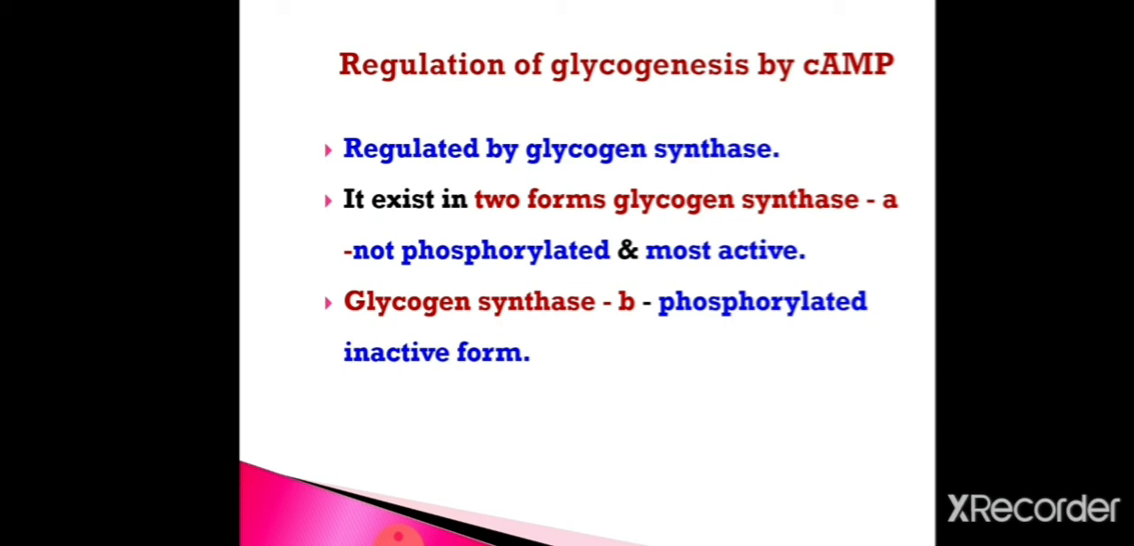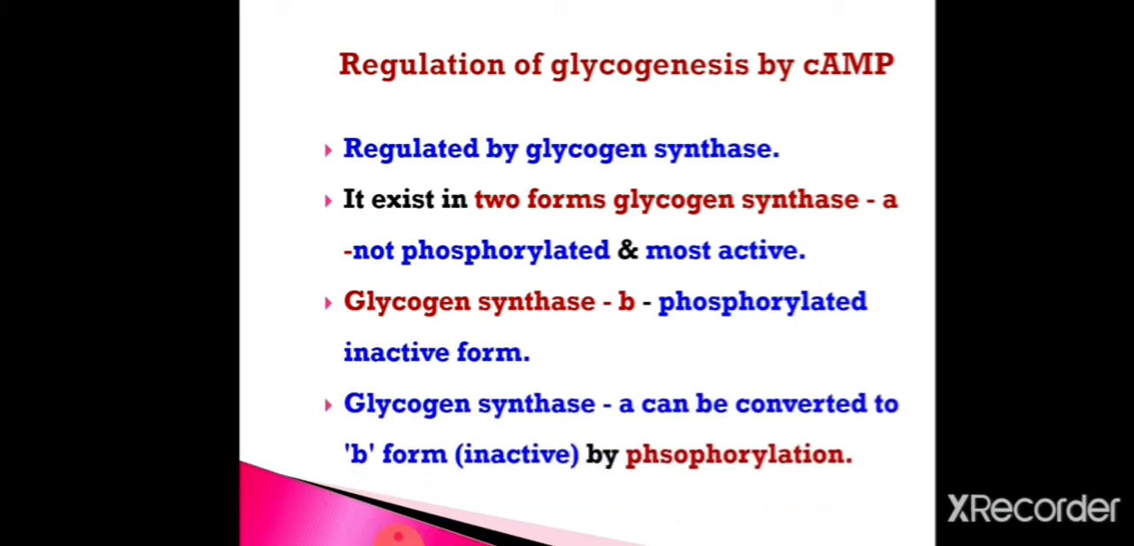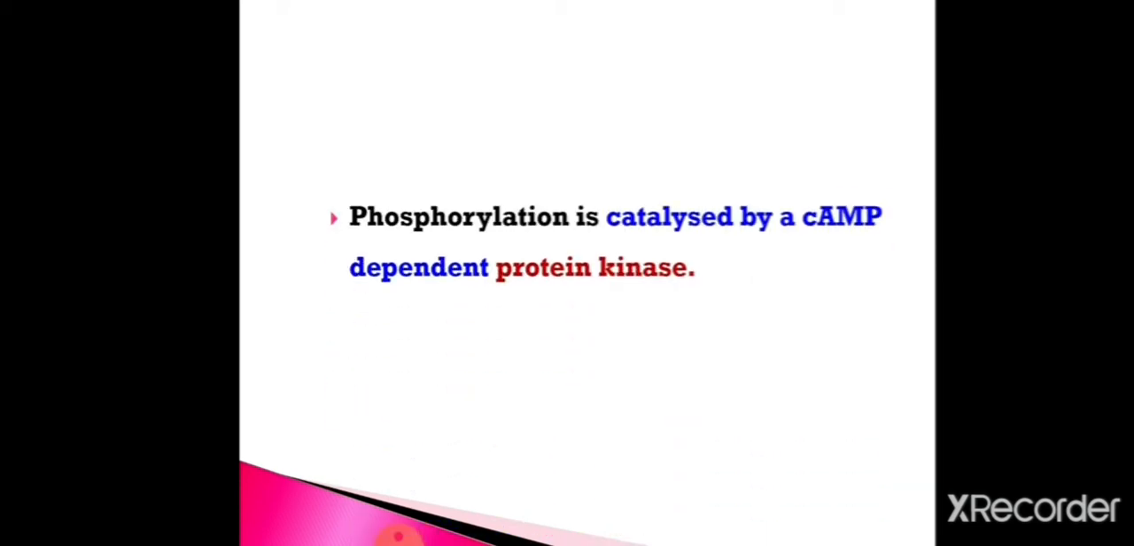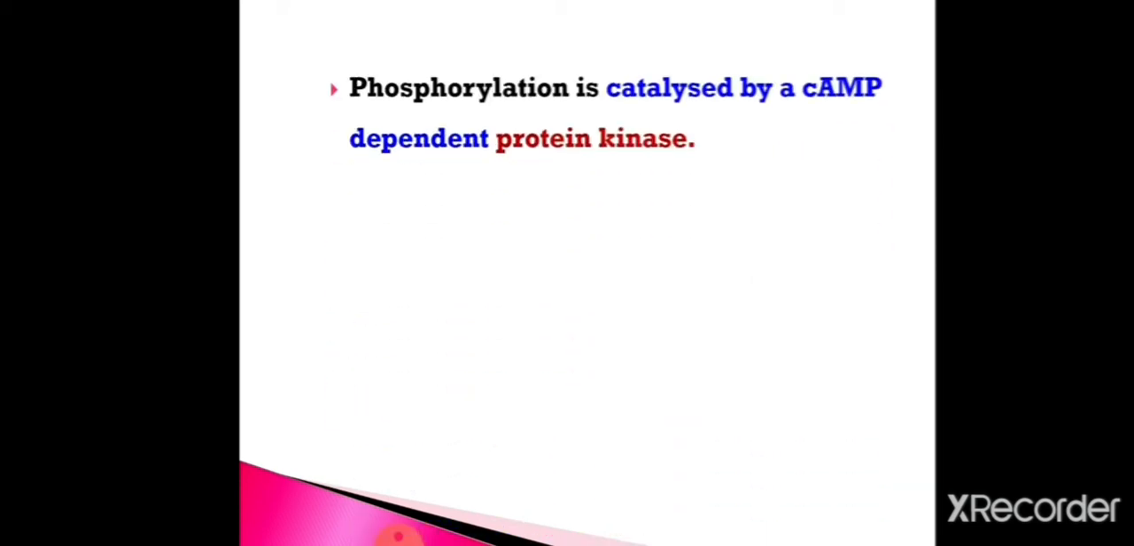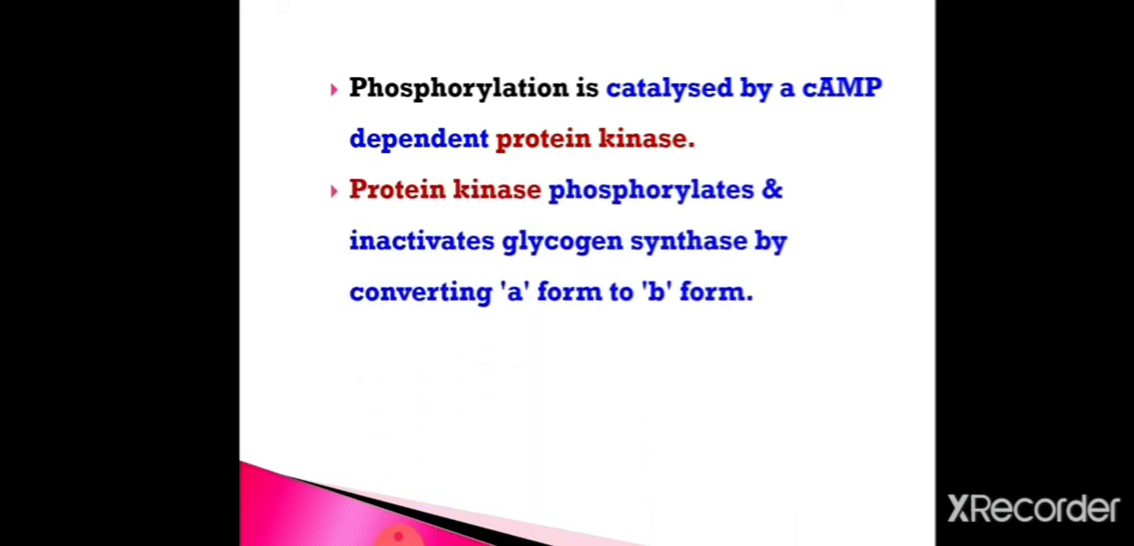Once it is phosphorylated, what happens? It becomes inactive. So glycogen synthase A can be converted to B, and B is the inactive form. This glycogen synthase A form can be converted to its B form by phosphorylation. Once it is phosphorylated, it becomes inactive.